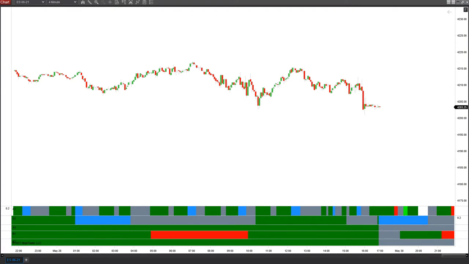Alright, now switching over to the Vedic chart, we had that bearish window in the morning. I'm sorry, it was about 5 o'clock to about 10 o'clock. We had that bearish influence along with the neutral and the bullish. So we did get the down move in that area.